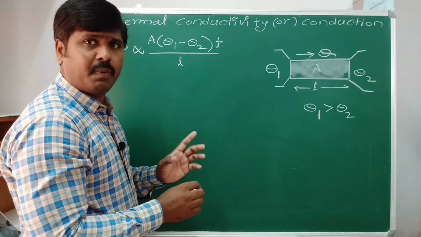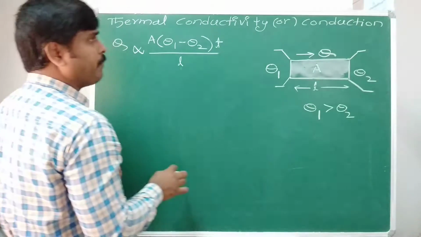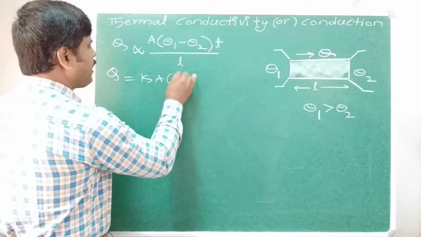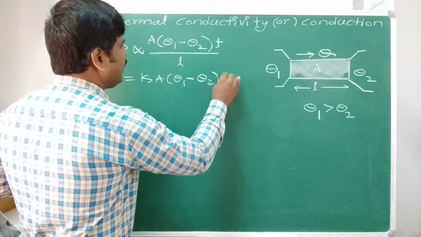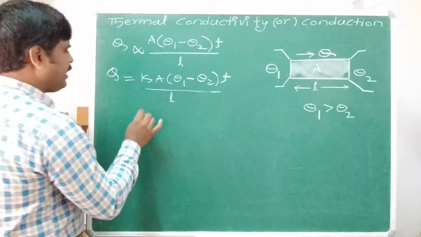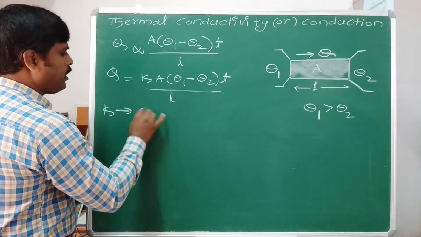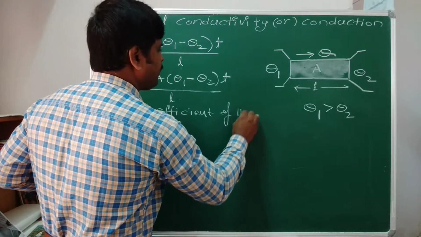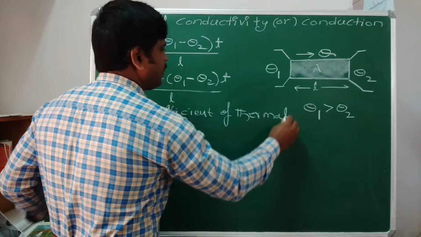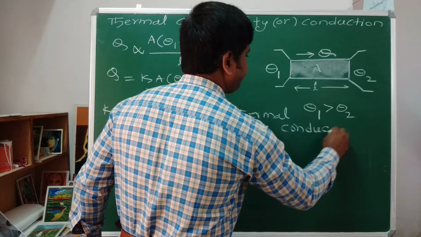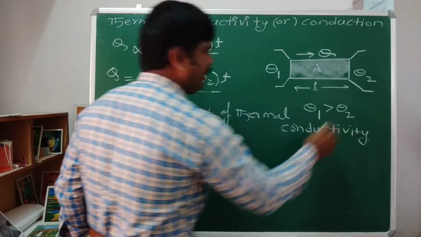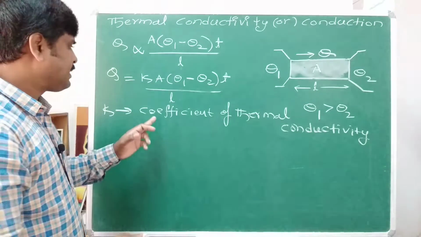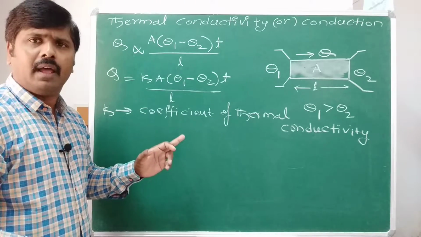Q is the heat transfer in the material. So Q equals K A (θ1 minus θ2) times T divided by L. Here K is the coefficient of thermal conductivity. Now think practical here. K is the proportionality constant, considered as the coefficient of thermal conductivity.